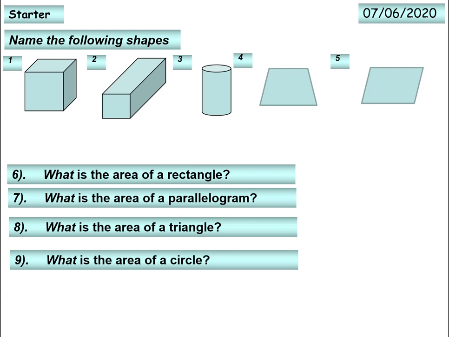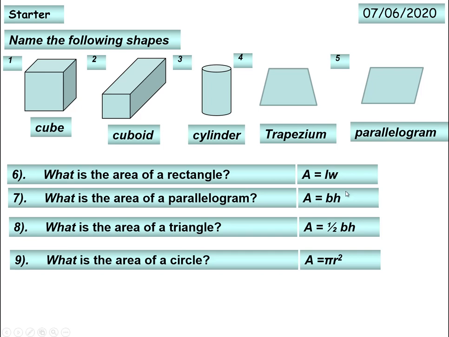Okay, you should have all the shapes correctly identified. Cube, cuboid, cylinder, trapezium and a parallelogram. Area of a rectangle, length times width, parallelogram, base times height, triangle, base times height over 2, and a circle, pi r squared.